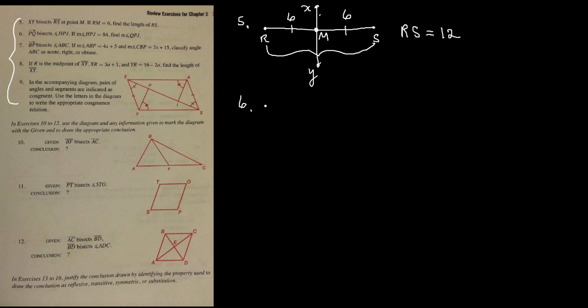6. Ray, remember I talked about how when this symbol is on top of there, we'd say ray, even though I just covered it up. Ray PQ bisects HPJ.